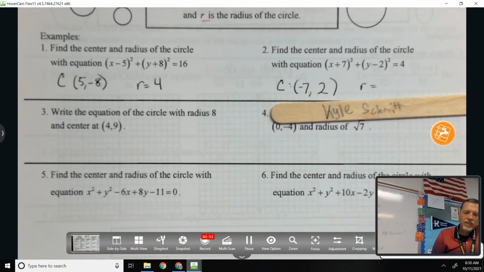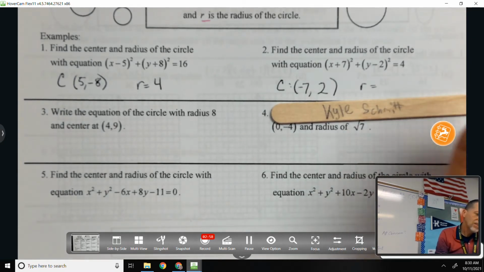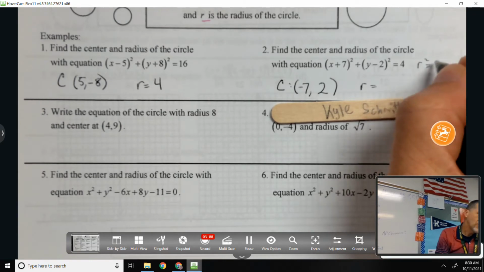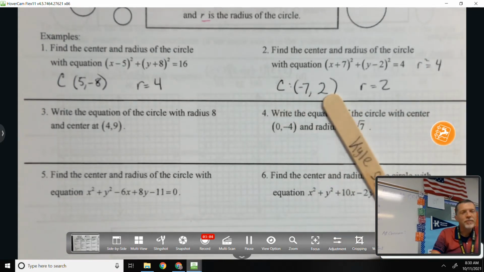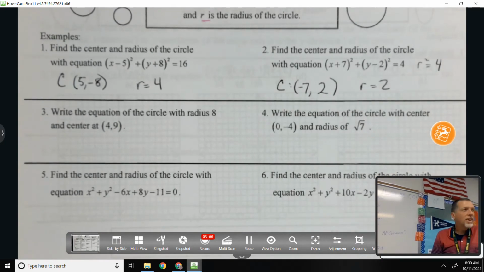Kyle, how about the radius? Well, if R squared is 4, then R is 2. Yep. So again, be careful. The equation has R squared in it, so take the square root of the R squared to get to R.